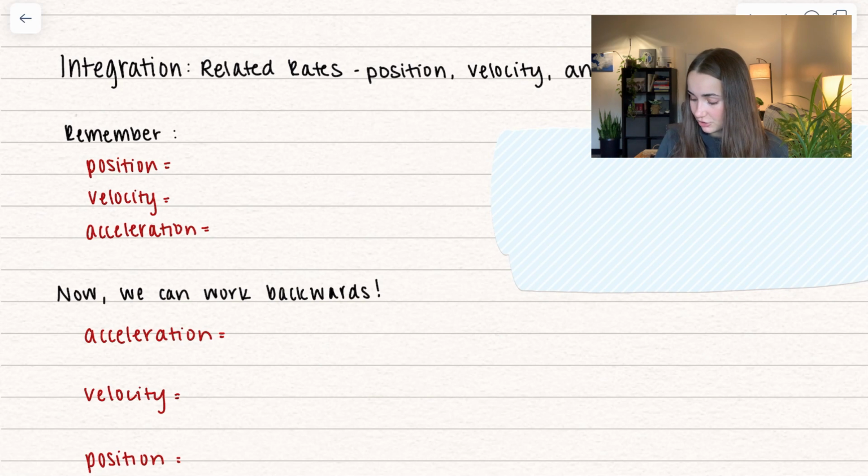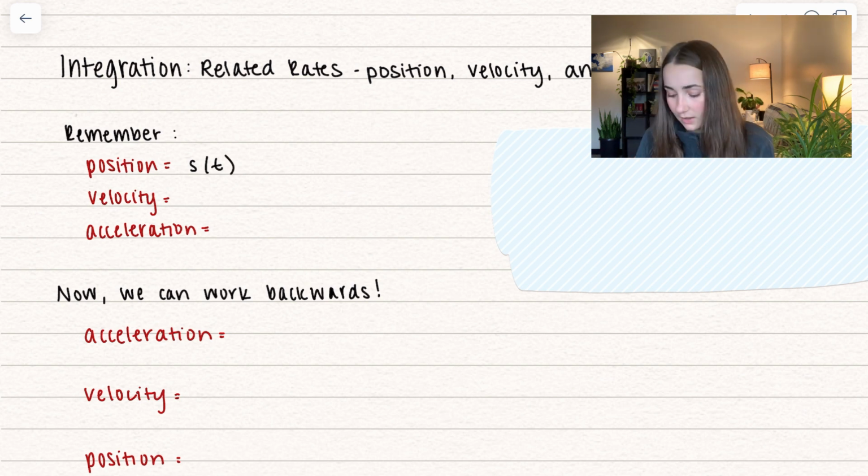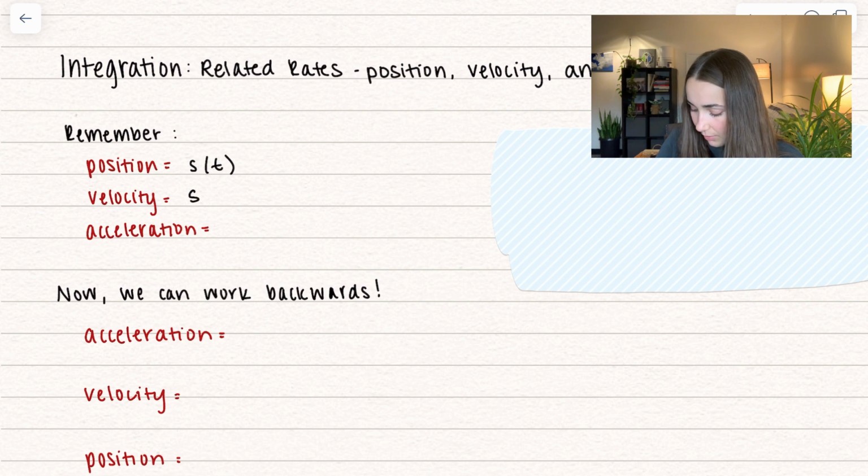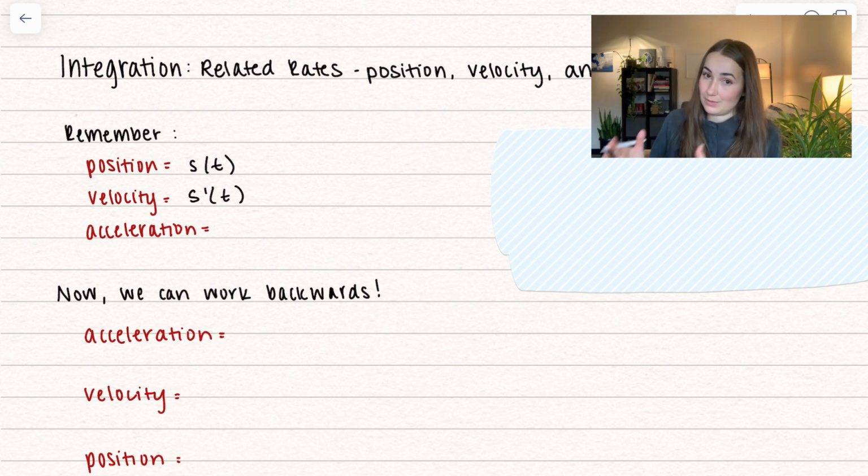So first we have position, which is usually what we start off with. So this is just equal to s of t. Why did we label it with s? I don't know. In order to find the velocity, though, we would want to take the derivative of our position. So here we get velocity is equal to the first derivative of the position. It represents the rate of change of the position.